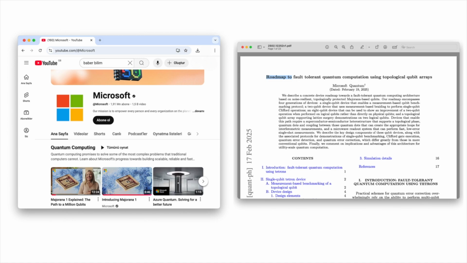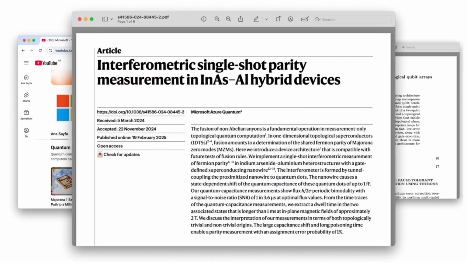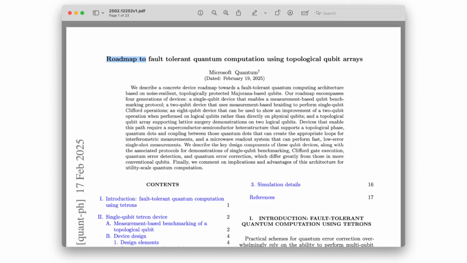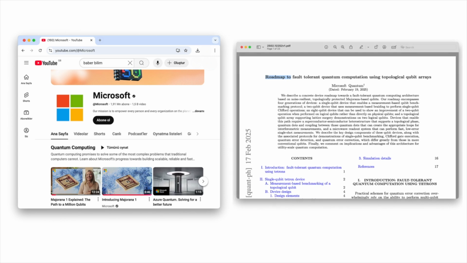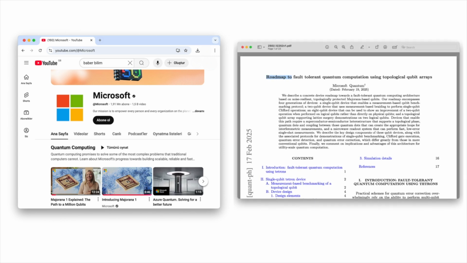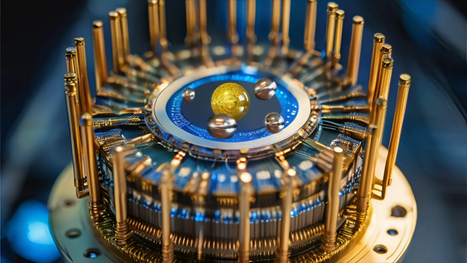So, is there any scientific publication supporting their claims? Looking into it, we find a paper authored by Microsoft's quantum research team, published in February 2025. However, when we compare it with their YouTube presentations, we notice discrepancies. Microsoft makes bold promises in their videos, but scientific evidence forces us to question how much of it has actually been realized. One of Microsoft's core messages revolves around the problem of qubit instability.